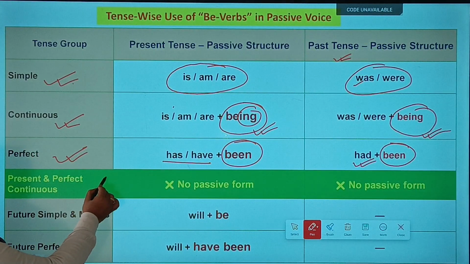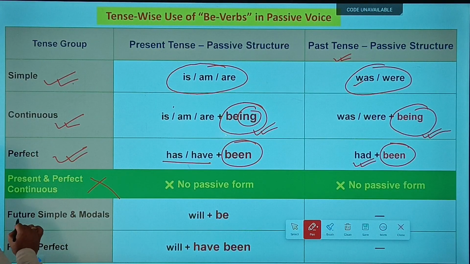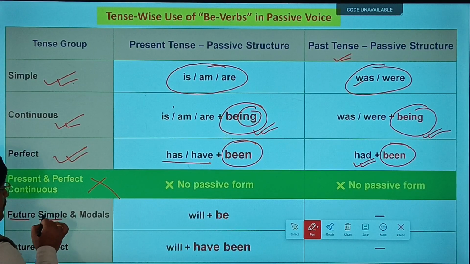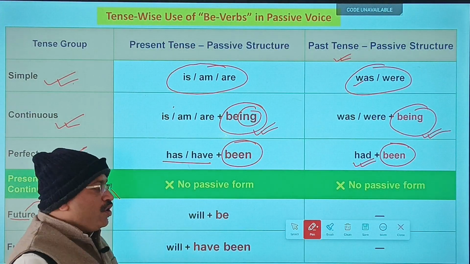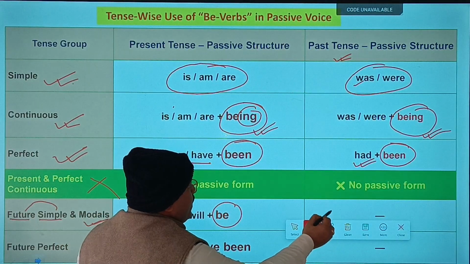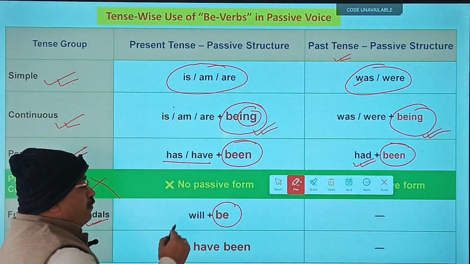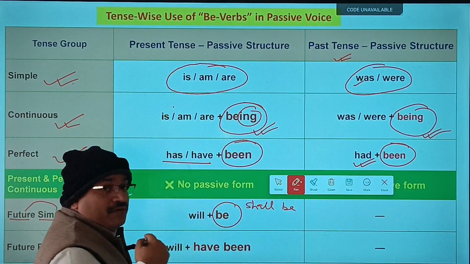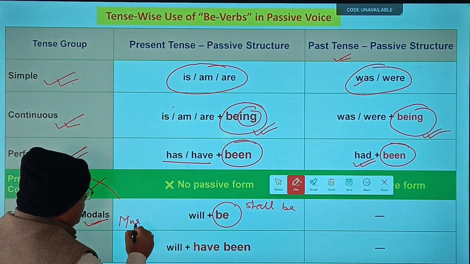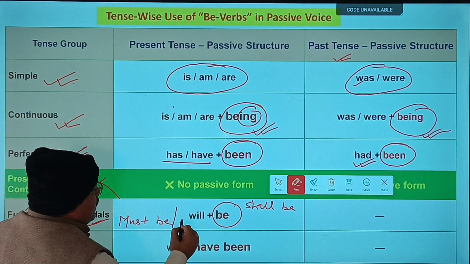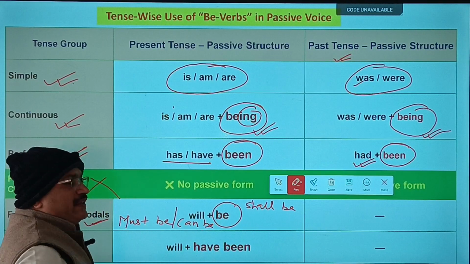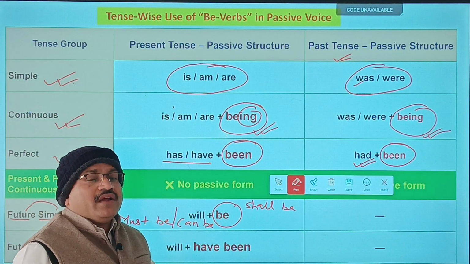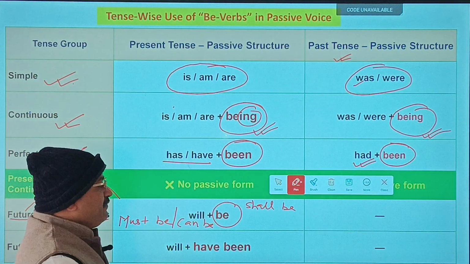In the present and perfect continuous tense, we don't change anything in the passive. Now, when the sentence is simple future or has modals, what will we use? Be. Remember, be: will be, shall be, must be, can be. So when the sentence is simple future or has modal verbs, then we'll use be.